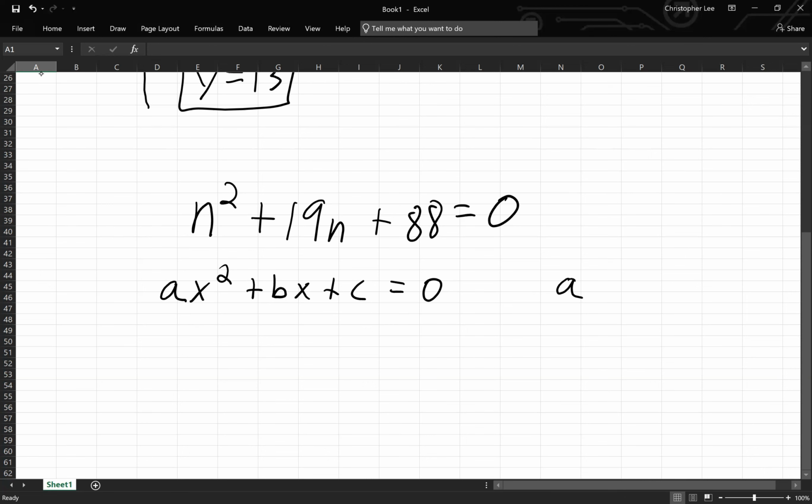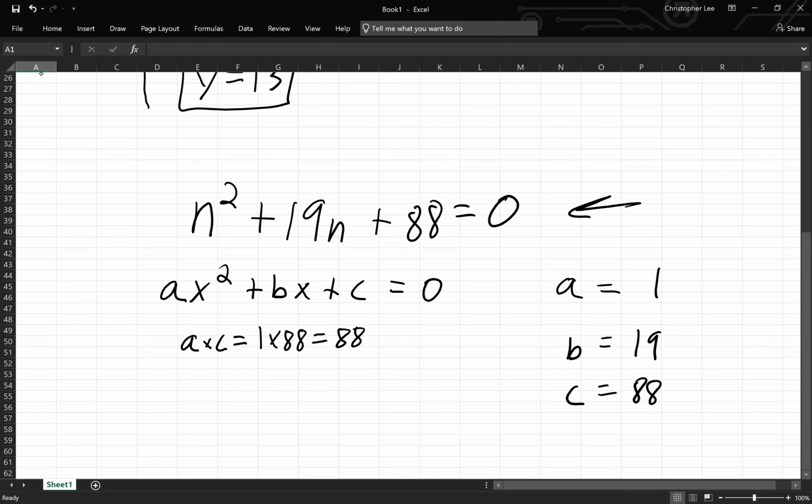So help me out. What is a in this equation? What is b? And what is c? Not n squared, the number in front of it, 1. What about b? 19. And then what's c? 88. So now I want to do a times c, which in our case is 1 times 88, which is equal to 88. And my b term is equal to 19.